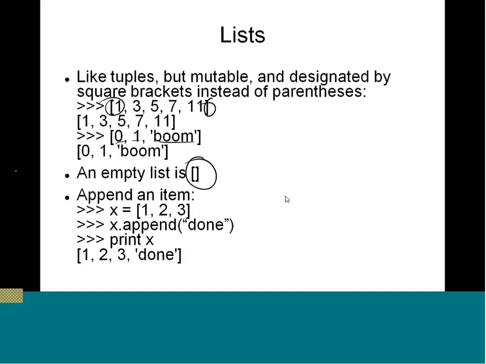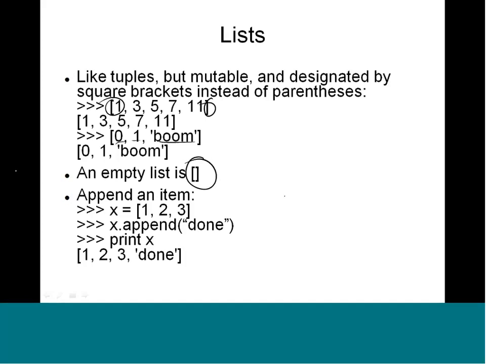And so the mutable property is described here. Basically, you can add elements to the list, or basically you can append an item. Here we define a particular list 1, 2, 3, and if you want to append 'done' to it, we use the method x.append('done'), and then that prints out with that.